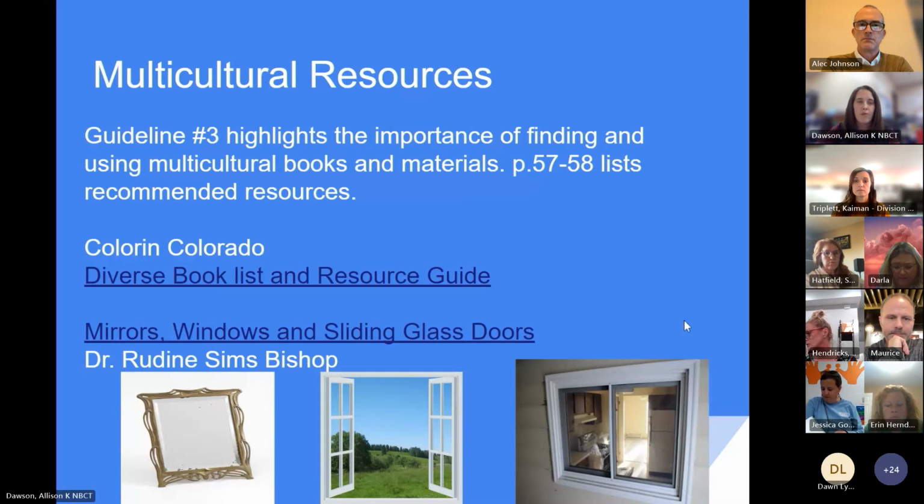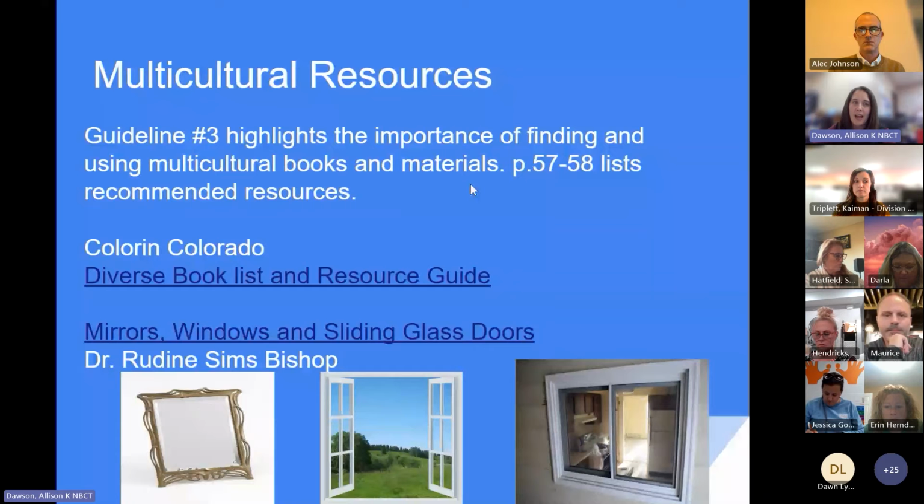All right, and again, we were talking about multicultural resources when we kind of ran out of time at the end of the first session. So the first chapter talked about the importance of using multicultural books and resources. And on pages 57 and 58, there is a list of suggested materials and resources. One of them I linked here, a website called Colorin Colorado, which is a fabulous website if you have not used it. There is wonderful information for English learner teachers, for families, for classroom teachers. So it's just a wealth of information.